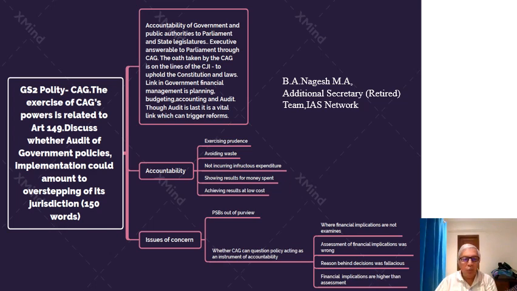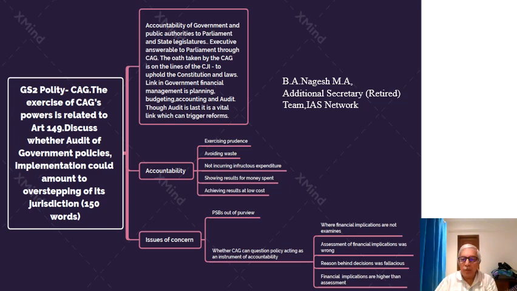General Studies Paper 2, Polity. Polity in General Studies Paper 2, we have a unit, constitutional bodies, statutory bodies, regulatory bodies, and quasi-judicial bodies. So we take one unit on constitutional bodies, that is the Controller and Auditor General.